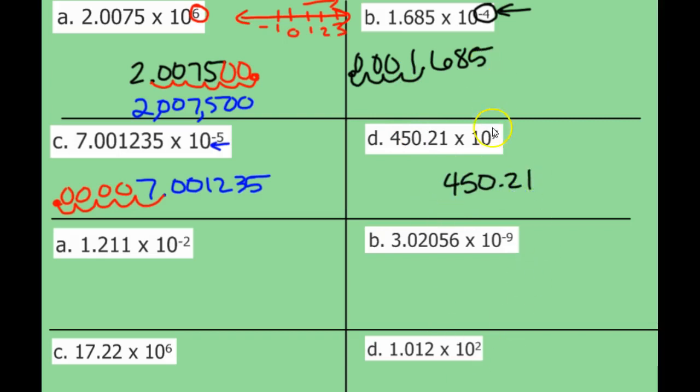This one we're going to move 7 spots, positive 7 is to the right. So 1, 2, 3, 4, 5, 6, 7, and fill in with zeros, and that is our answer. If you want to put commas in here after every 3, you can. It's a big number.